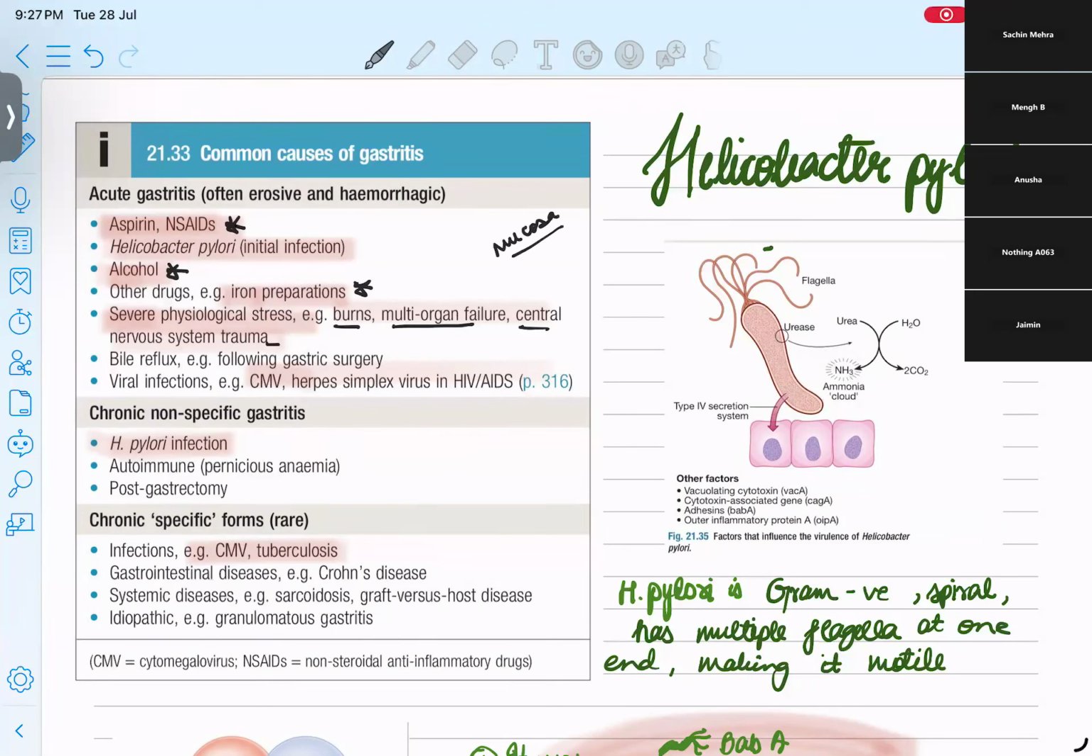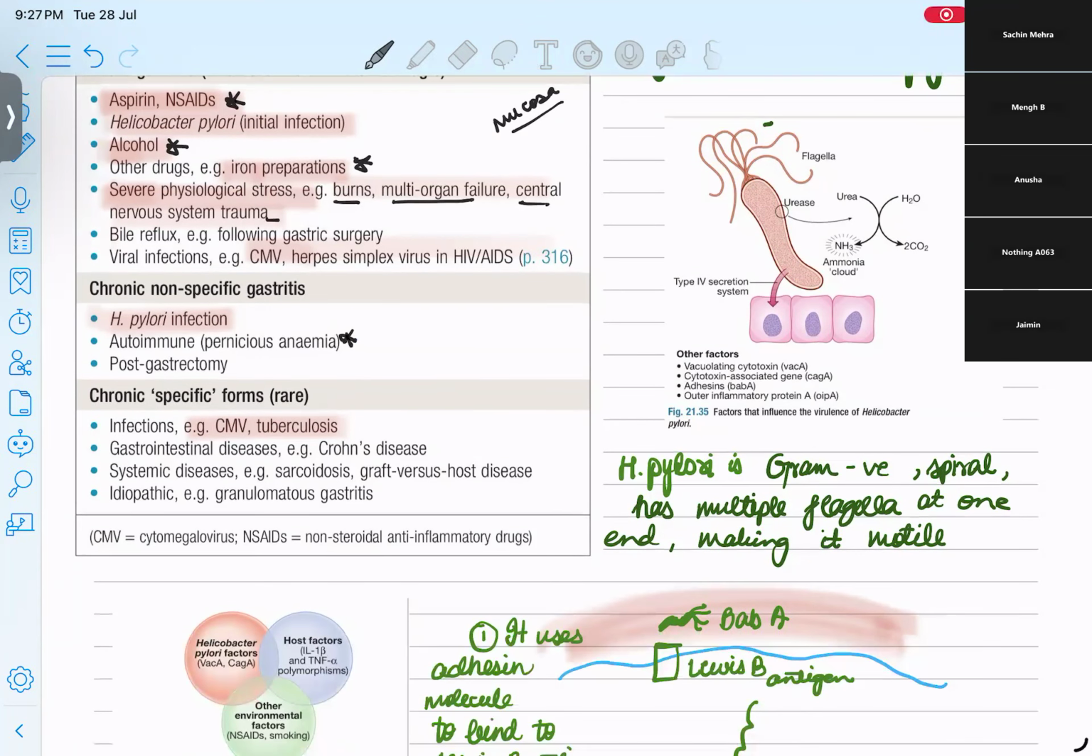Chronic non-specific gastritis is majorly caused by H. pylori infection, autoimmune gastritis causing pernicious anemia, or post-gastrectomy gastritis. Some specific forms are caused by CMV, cytomegalovirus, and tuberculosis.